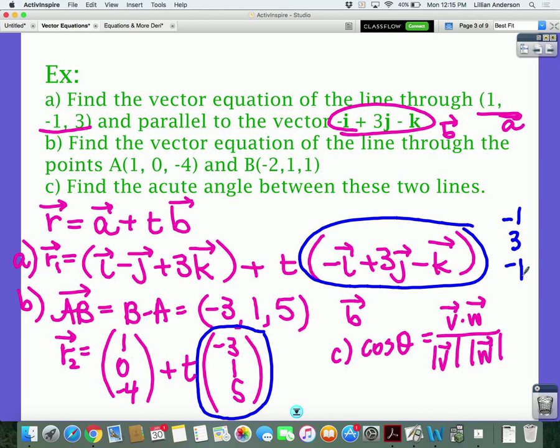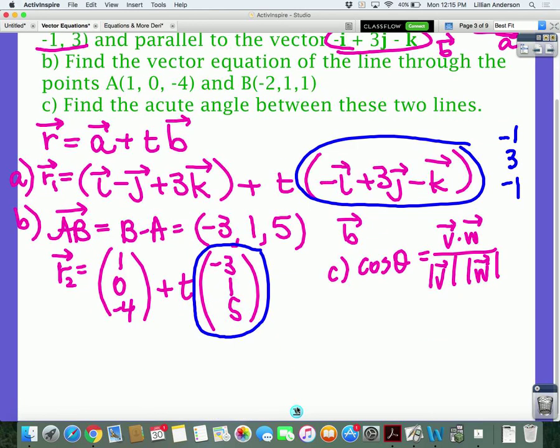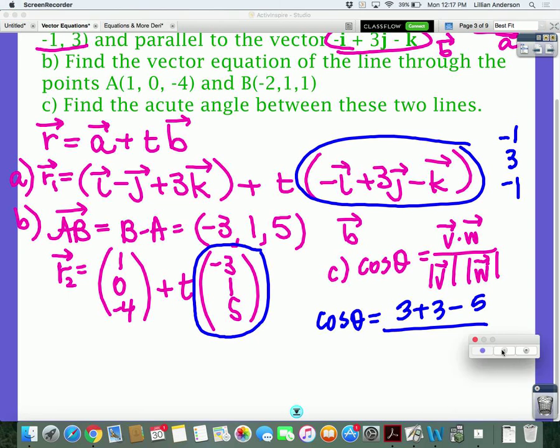So we need to do the dot product between these two vectors. Give myself a little bit more space. Dot product. That's going to be -3 times -1, 1 times 3, 5 times -1. And now we have to do the magnitude of both vectors. Can you guys do the magnitude of both vectors, please? What's the magnitude of R1? Square root. And of R2? Square root.